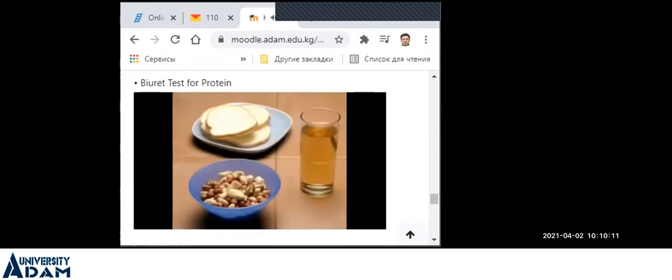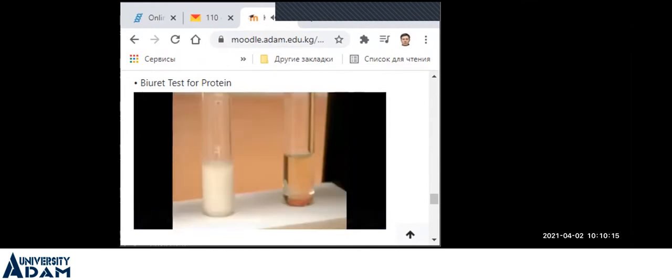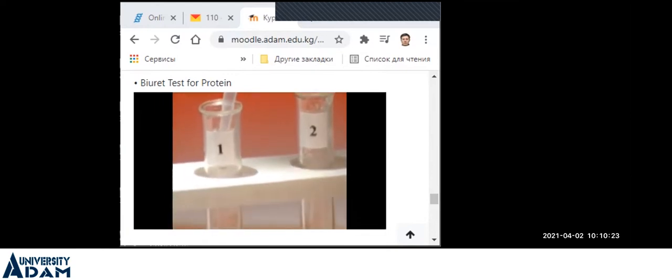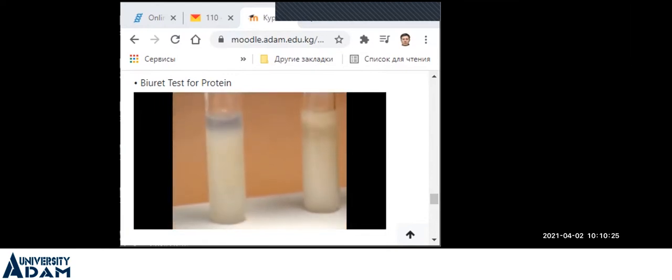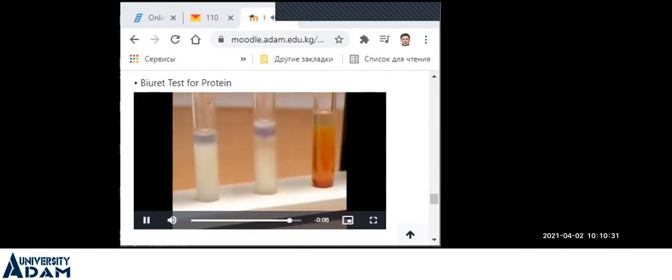So which of these will test positive for protein? Bread in tube 1, nuts in 2, and grape juice in 3. Both the bread and nuts contain protein. Which contains more?